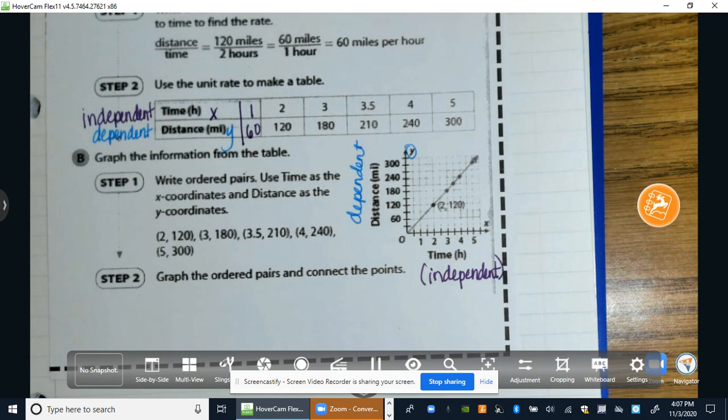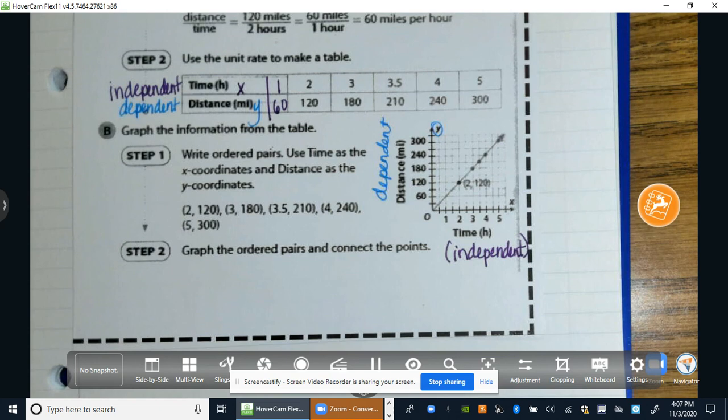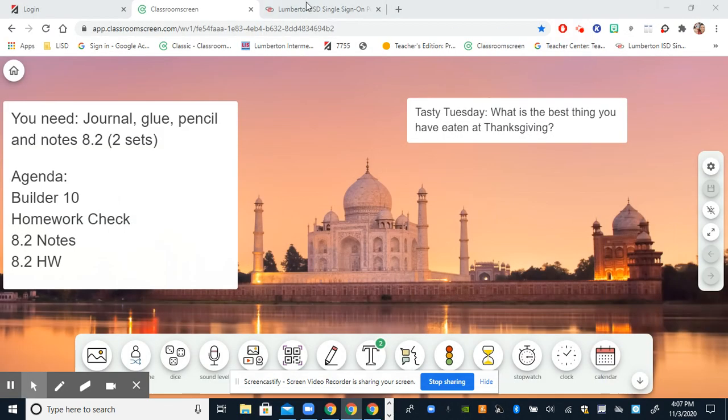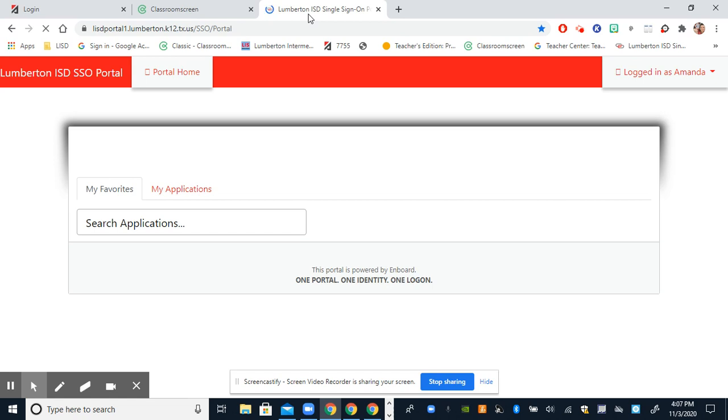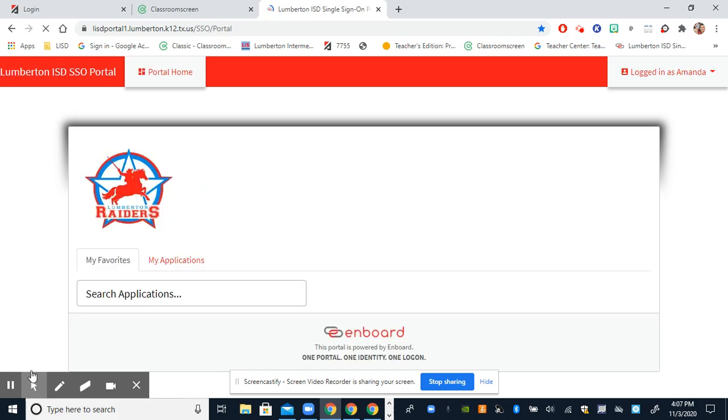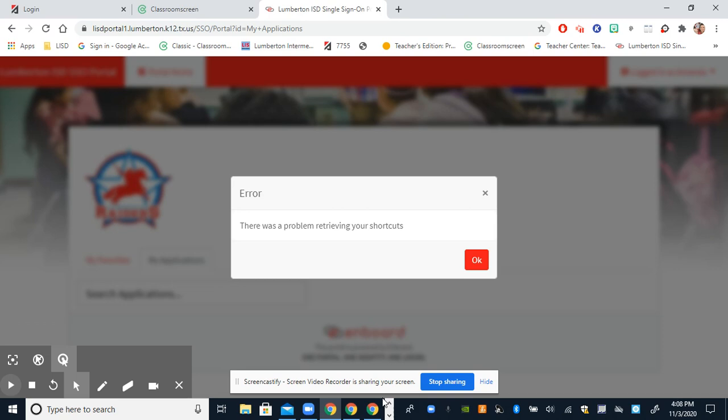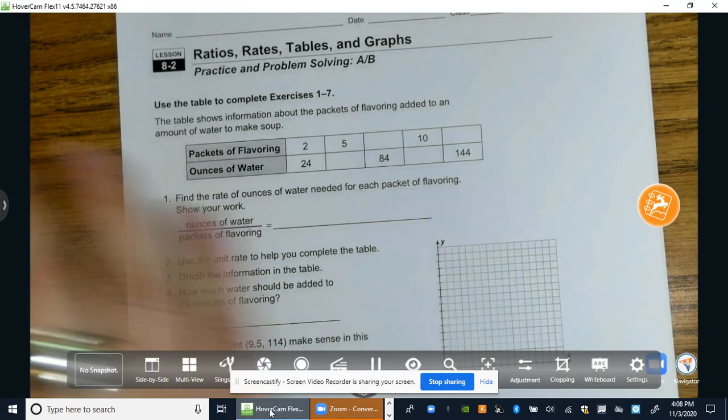Okay, so that's a summary of our notes for today. Your homework is 8.2. One moment, you will find it in your Google Classroom. Okay, for some reason, Google Classroom is having some problems loading.